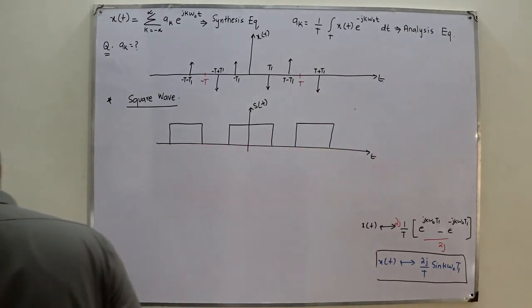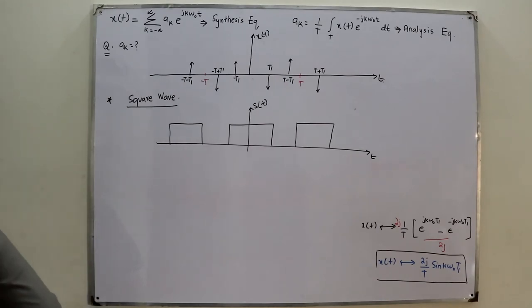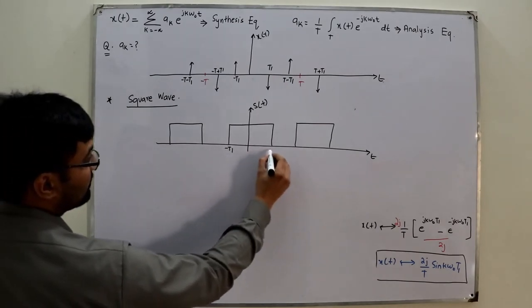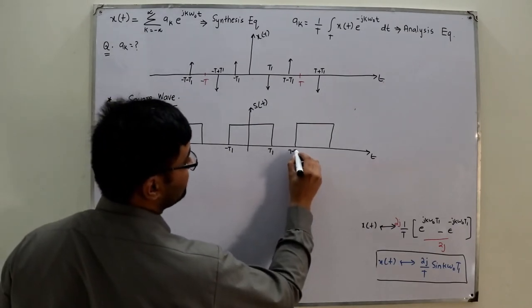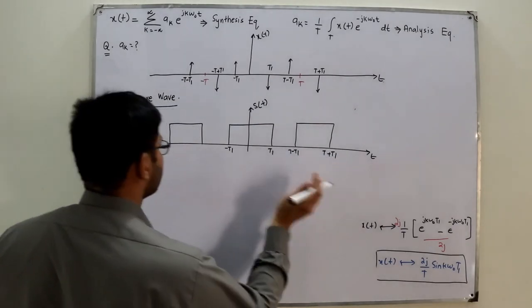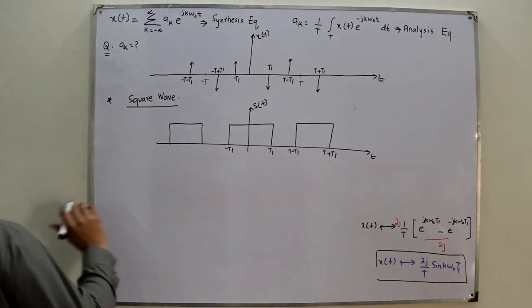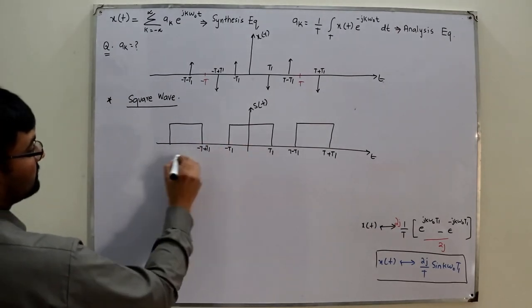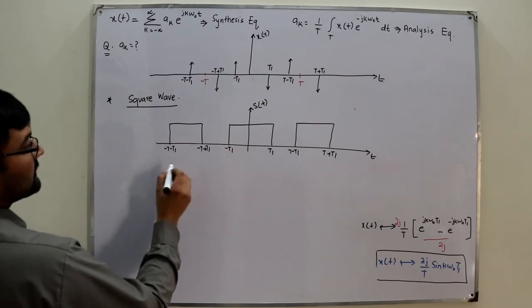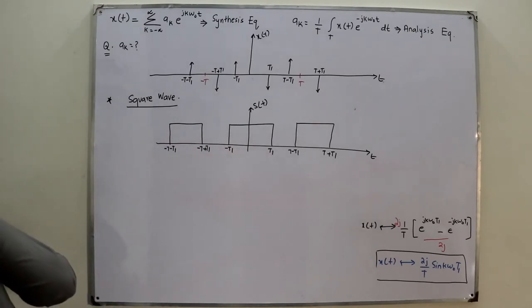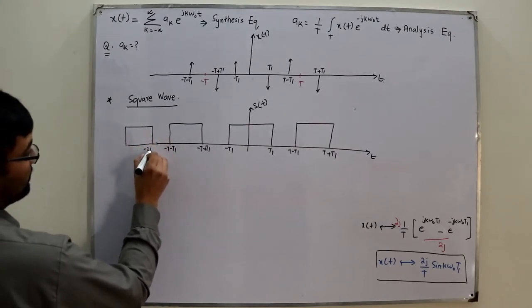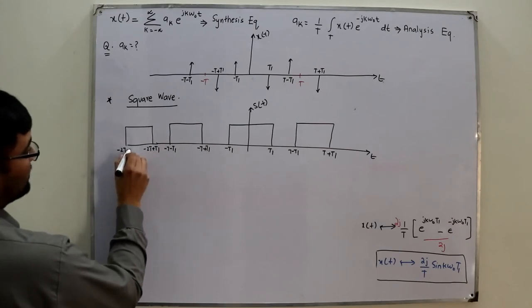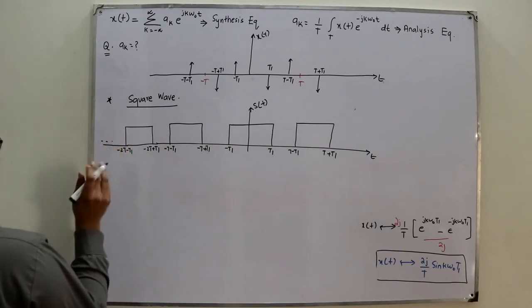And let me tell you the points, okay? So this was a negative t1, this was a positive t1, this one. Fine. Then you have T minus t1, T plus t1, T minus t1, T plus t1. Similarly at this side, negative T plus t1, negative T minus t1. And if you want me to draw another, that will be negative 2T plus t1, and negative 2T minus t1. And this goes on and on in this particular direction.